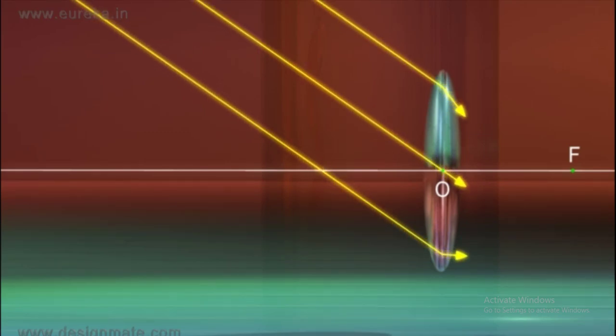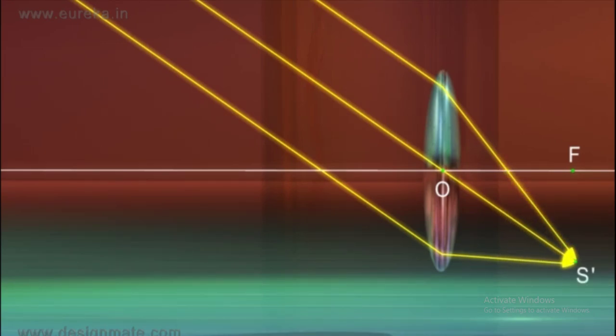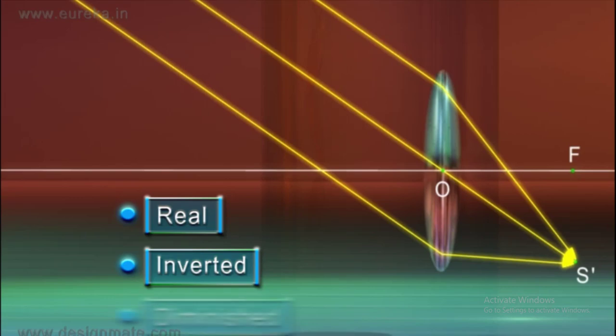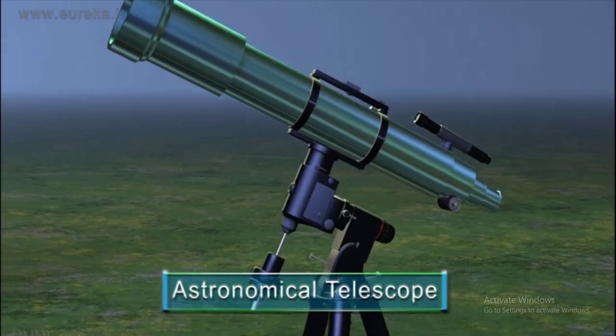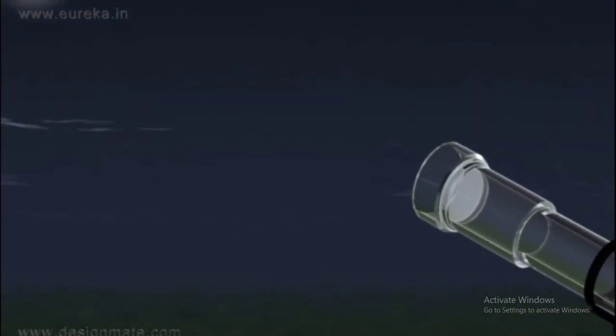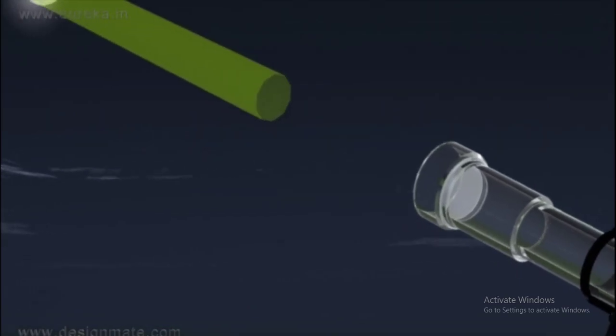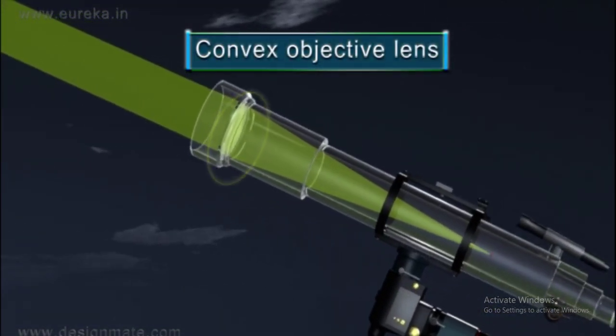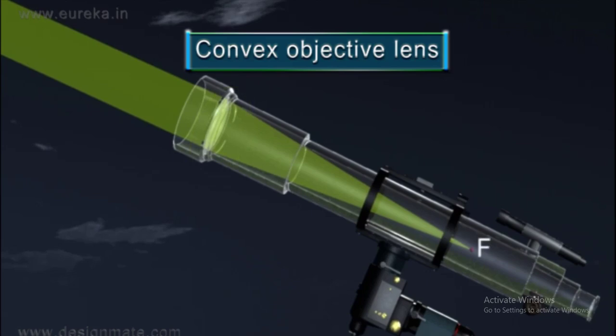In the second case, parallel incident rays from the object do not converge exactly at the focal point, but at some point S' in the focal plane on the other side of the lens. Due to this, a real, inverted, and diminished image is formed at point S'. This type of image formation is used in an astronomical telescope, where parallel rays from a distant object, after passing through a convex objective lens, get converged on its focal plane.